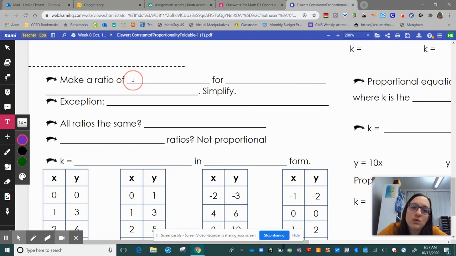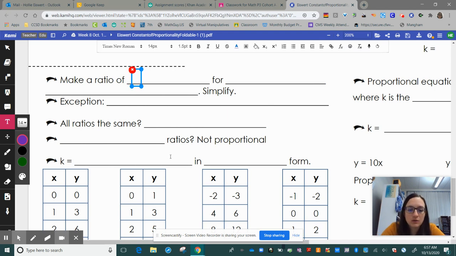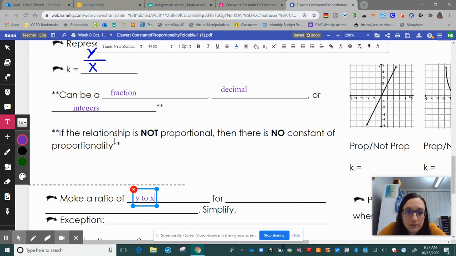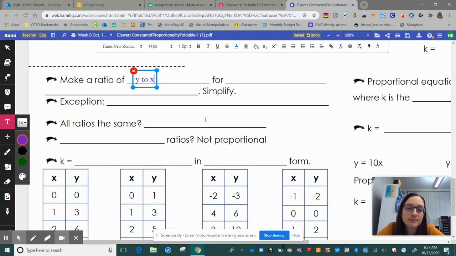So this is what constant of proportionality is. We're going to now make a ratio. We're going to do it from a table. When we find our constant of proportionality from a table, we make a ratio of y to x. Oh, look, that's the same ratio from above. This one has the word "to," this one has the fraction bar, and you could use the colon. I don't know if I have enough room over here, so I'm going to just put it over here. Does that sound okay?